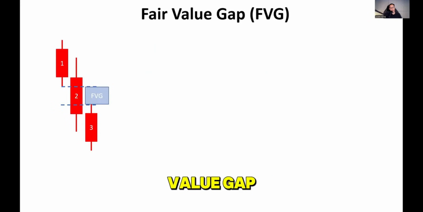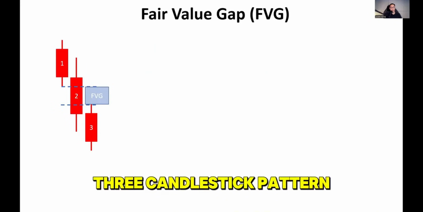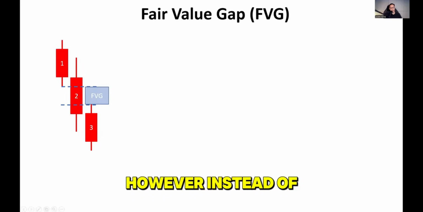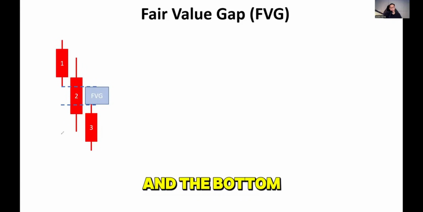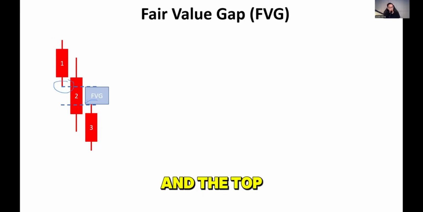On a similar note, there's going to be a bearish fair value gap as well. So a bearish fair value gap consists of a 3 candlestick pattern. However, instead of the top wick of the first candle and the bottom wick of the third candle, this is now reversed. So you need the bottom wick of the first candle and the top wick of the third candle. The gap in between is called the fair value gap.